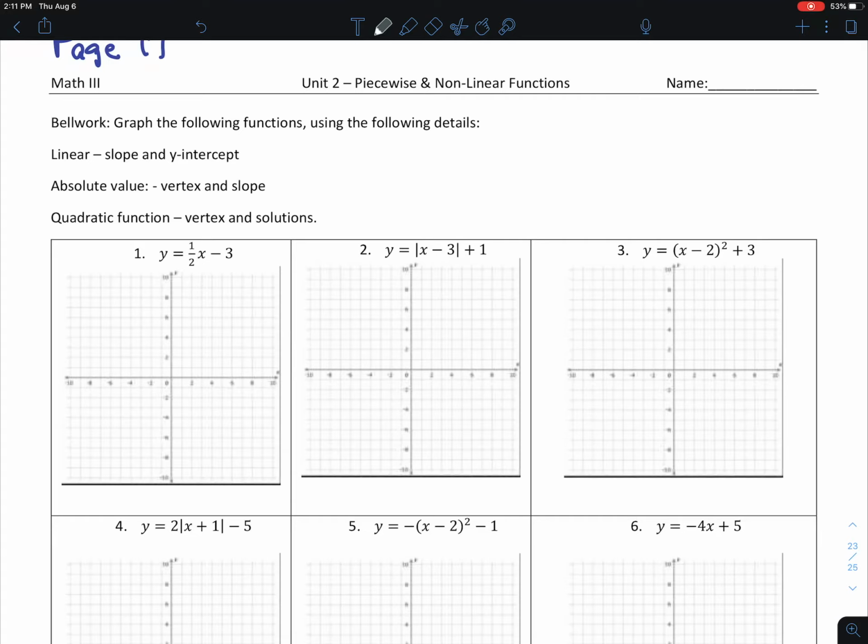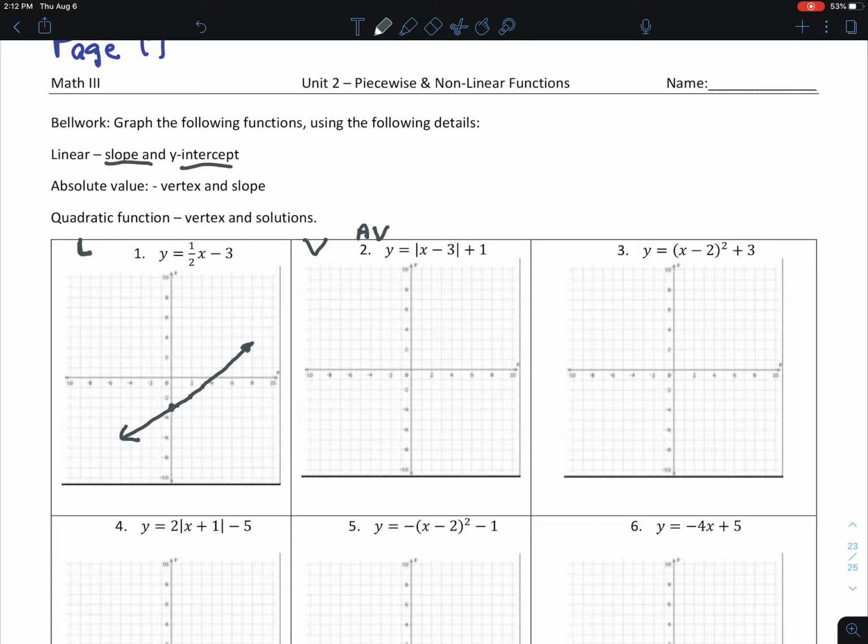All right, welcome back. So I'm just going to go through the type of function it is, and then we're going to sketch it together. In this first one, this is a linear function. I know it's linear because I don't have a square and I don't have an absolute value. If it's linear, I use the slope and the y-intercept. The y-intercept is -3. The slope is 1 over 2, so I go up 1 and over 2, up 1 over 2. And I could probably use a ruler if I were you to sketch that line.